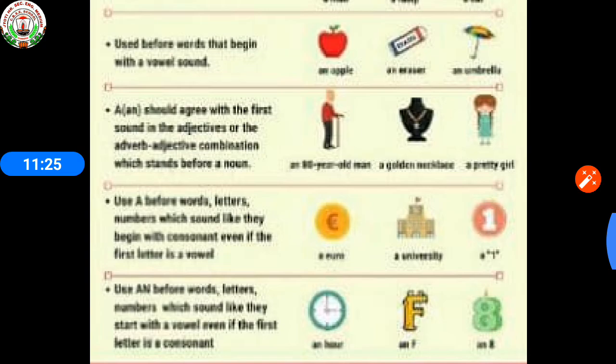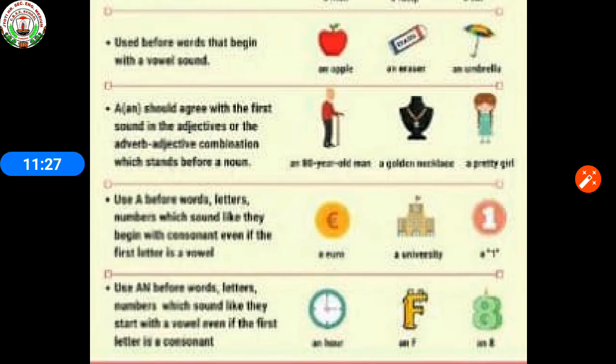Use a before words, letters, numbers which sound like they begin with a consonant even if the first letter is a vowel. For example, a university, a one, etc. Use an before words, letters, numbers which sound like they start with a vowel even if the first letter is a consonant, like an R, an F, an 8, etc.